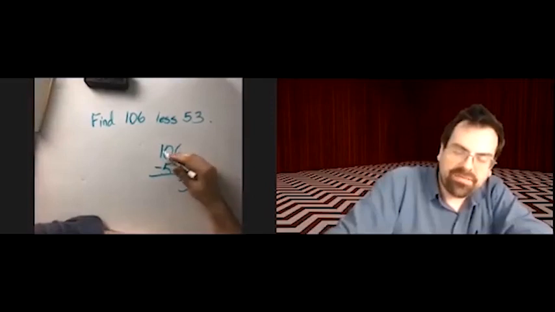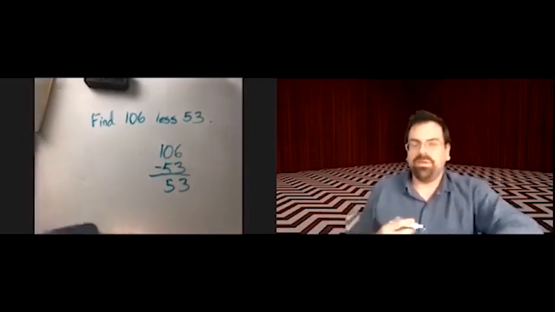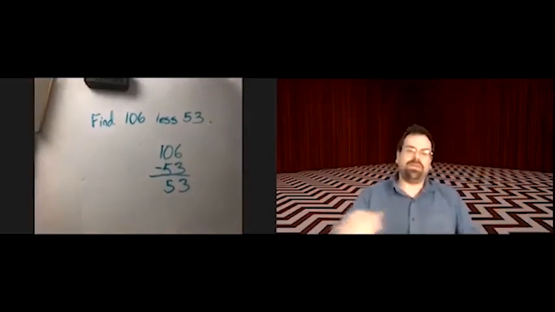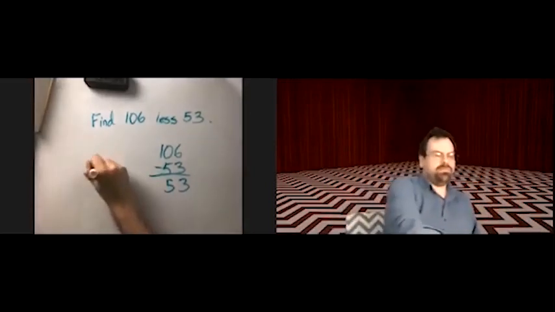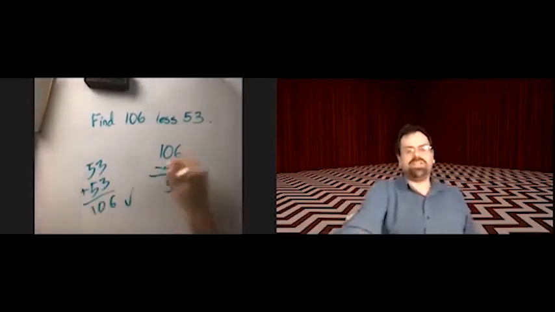6 minus 3 is 3. 0 minus 5, just bring that 1 over. 10 minus 5 is 5. So it is 53. Check by adding. 53 plus 53, 106, we're good.